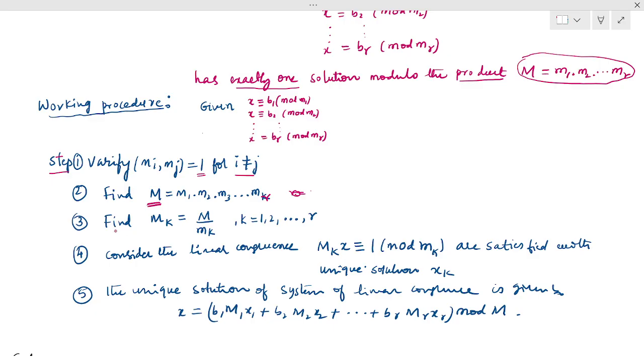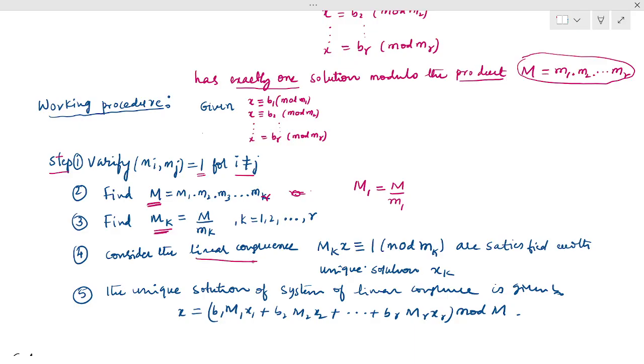Similarly, find capital Mk. The capital Mk value is capital M, the product of the numbers, divided by small mk, where k takes the values 1 and so on. For example, taking small k equal to 1, you will get capital M1 equal to capital M divided by small m1. Similarly, we can find capital M2, capital M3, and so on.